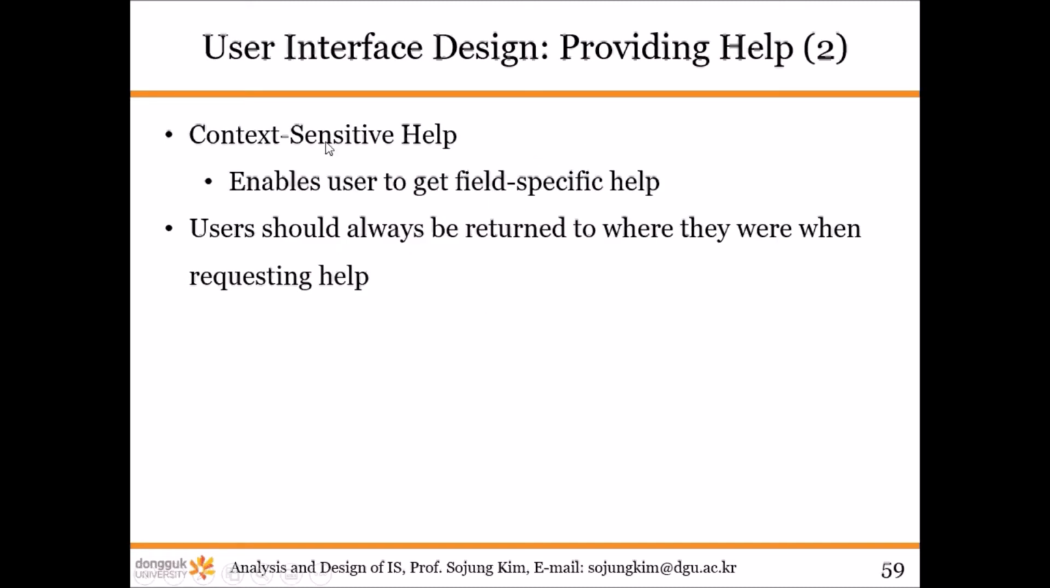All right, so context-sensitive help enables users to get field-specific help, and users should always be returned to where they were when requesting help. So that's why when you use a software, you can see the help menu all the time, right?